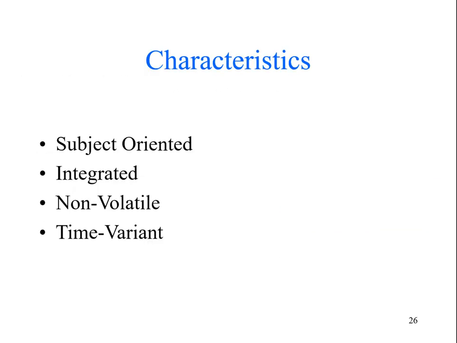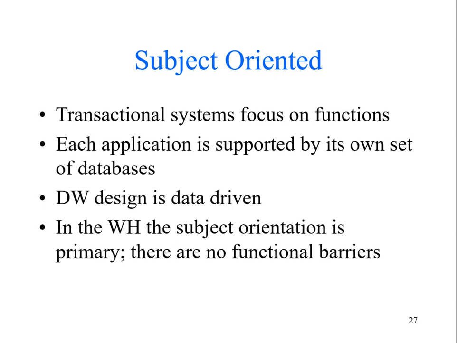So the major characteristics of data warehousing are subject-oriented, integrated, non-volatile, and time-variant. We talked about them in the previous slides. So let's have a look at subject-oriented and then integrated and so on.